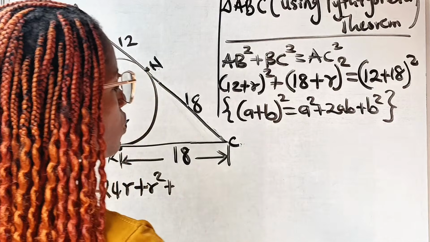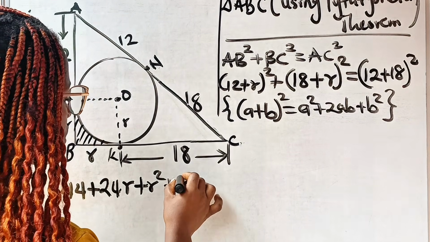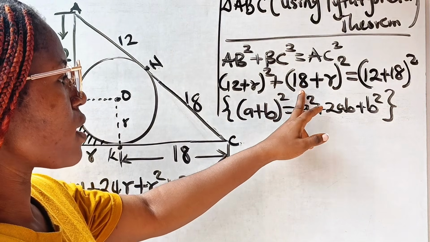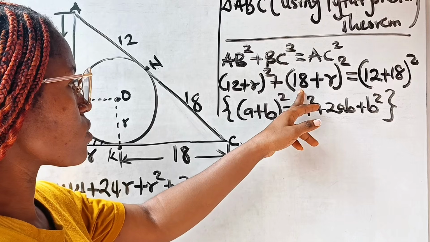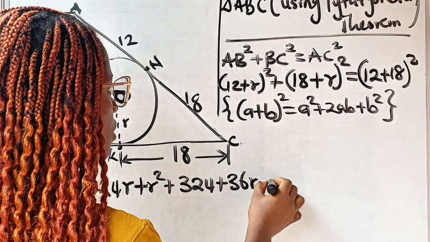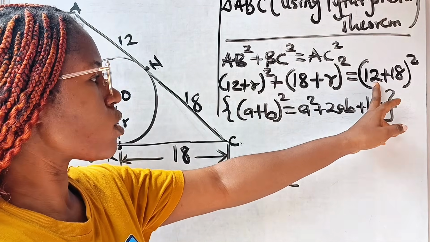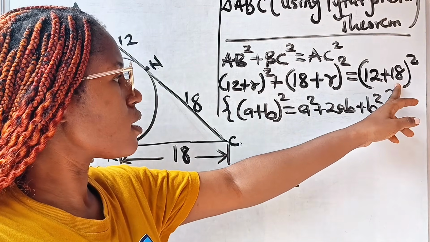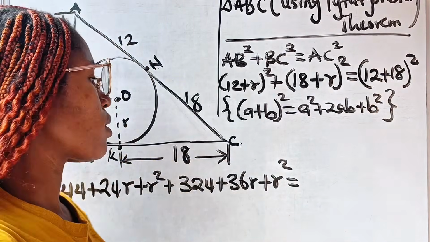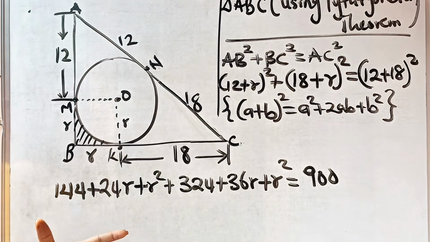So we have 324 plus 2ab, that is 2 times 18, which is 36, so plus 36R, plus R squared, is equal to 12 plus 18, which is 30. 30 squared is 900, since 300 times 3 is 900. Now let us group like terms.